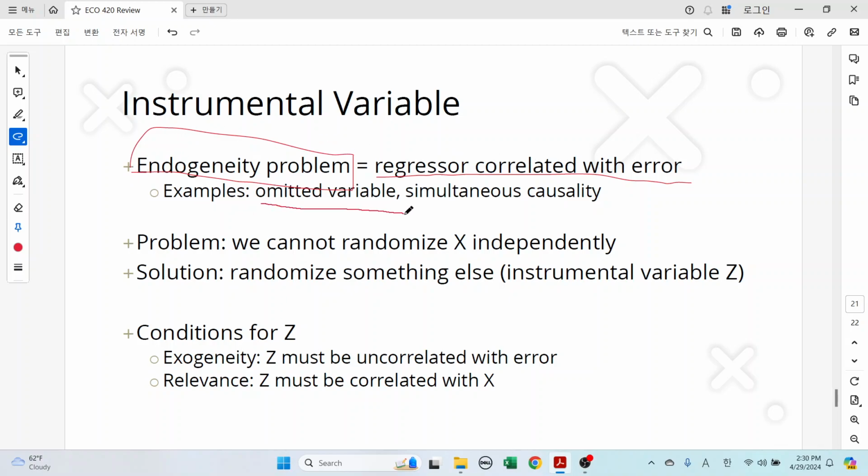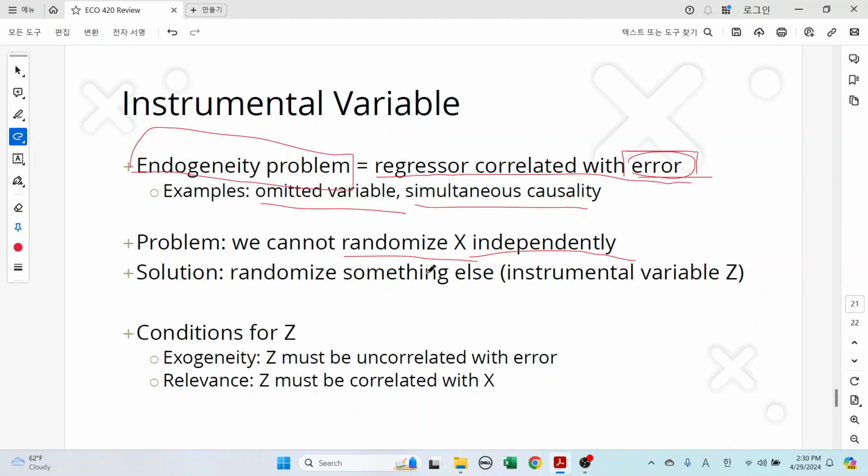Examples include omitted variable bias or simultaneous causality, like supply and demand, price and quantity, right? They are simultaneously determined. If you affect one of them, then the new equilibrium is more complicatedly defined. The problem is we would like to randomize X, independent, controlled randomization in X, but that is not possible because it's correlated with error. When you change X, error will follow.